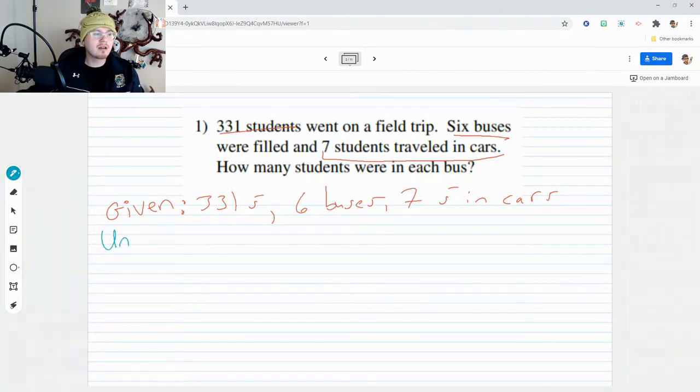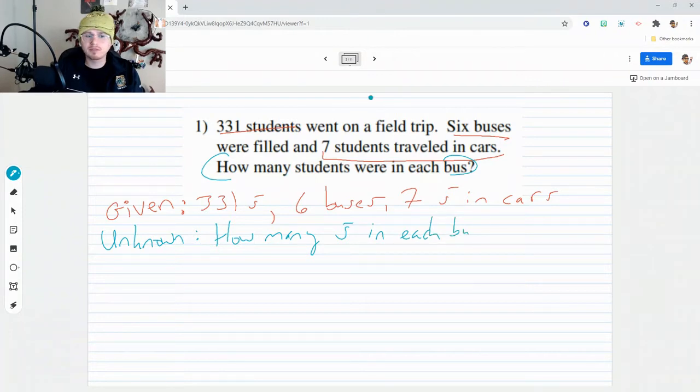What's the unknown? What don't we know? Cue up some Elsa Frozen music. Into the unknown. Ooh. Remind me not to do that again. So, unknown. Well, they wrote it out. Sometimes it's not this easy, but it's how many students were on each bus.